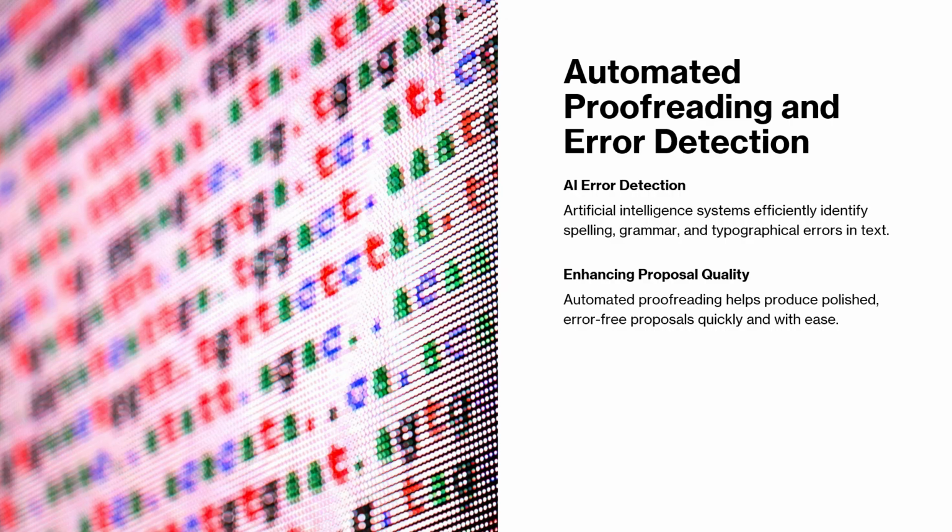Think of AI proofreading like a built-in editor. It's fast, it's efficient, and always available. It doesn't replace your judgment, but it does give you a cleaner starting point. And that makes a big difference when submitting to funders who review dozens of proposals at a time.